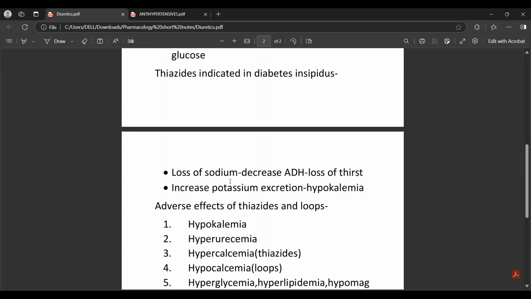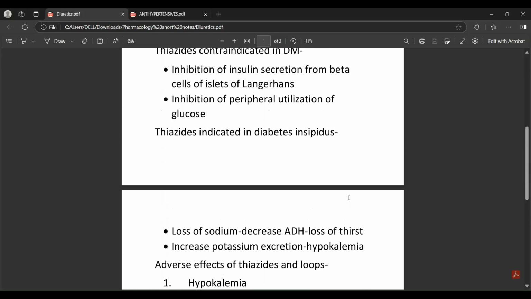and the resulting hyponatremia, ADH will also be decreased and thirst will be reduced. So the main symptom of diabetes insipidus is polyuria. This is not due to hyperglycemia, but it's due to an endocrine disease mainly. Diabetes mellitus is also an endocrine disease, of course, but this has nothing to do with glucose. And increased potassium excretion will cause hypokalemia. So you just have to know thiazides are contraindicated in diabetes mellitus, but they are indicated in diabetes insipidus.